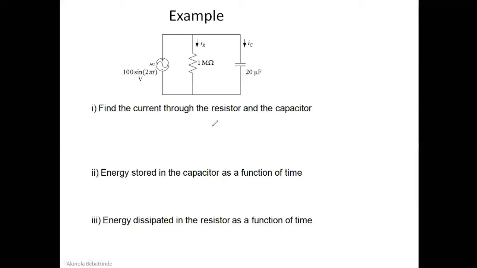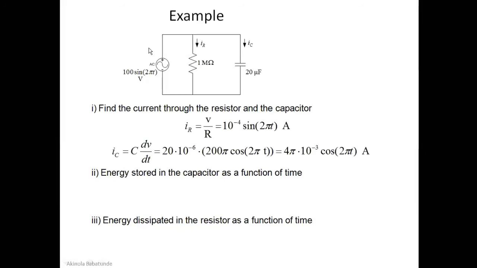How do we find current through the resistor and the capacitor? We're going to make use of our Ohm's law. We do know that from Ohm's law, our current is equal to voltage divided by the resistance. Our voltage is given as 100 sine 2 pi t. That's our voltage, divided by the resistance. So the resistance is 1 mega ohm, so that is like 1 million.